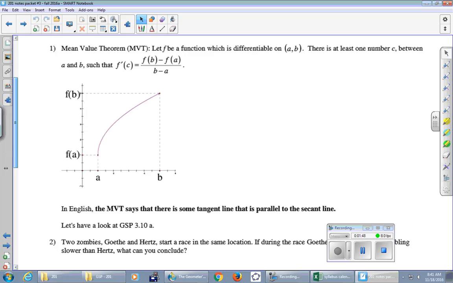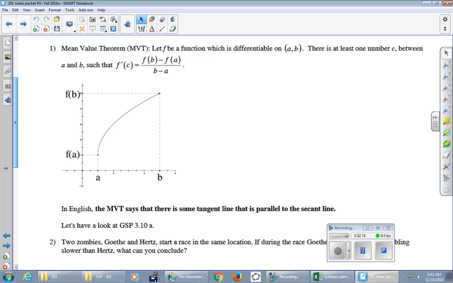Number 1, the mean value theorem, abbreviated MVT. Let f be a function which is differentiable on some open interval a comma b. There is at least one number c between a and b such that f prime of c equals f of b minus f of a over b minus a. I warned you, today is more theoretical than usual, right? These symbols right here probably don't have a lot of meaning on their own, but with a picture, I think this theorem is going to make a lot of sense.